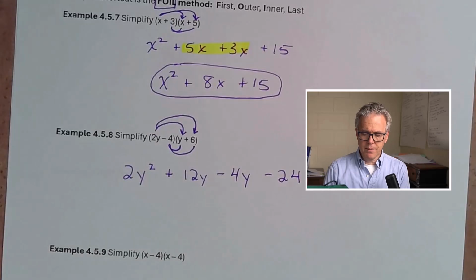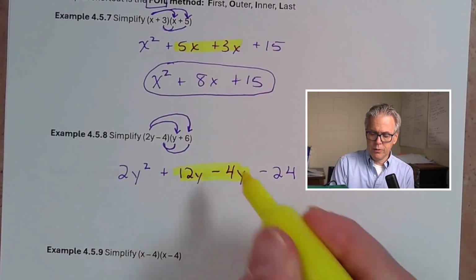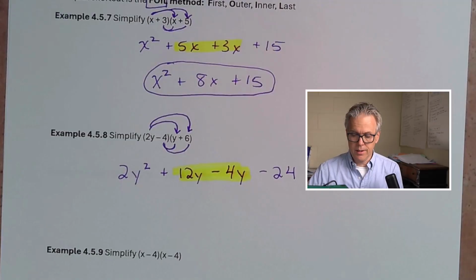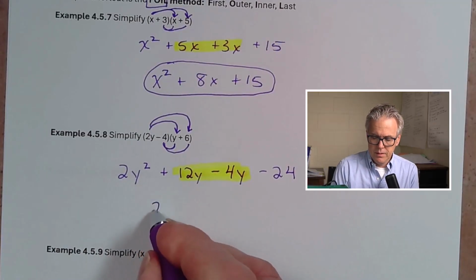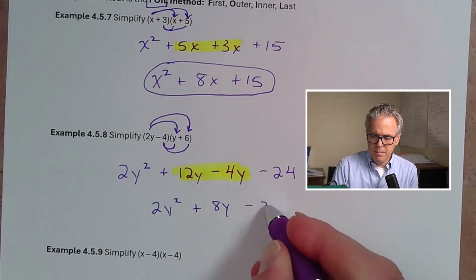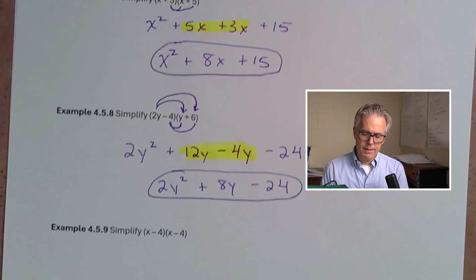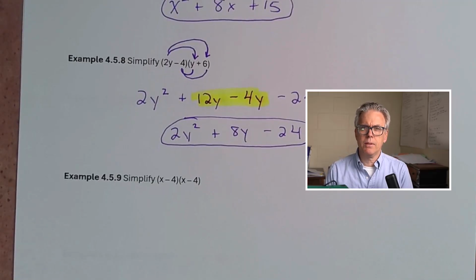And again, we can combine these two middle terms. You won't always be able to, but it's worth taking a second look there. So 2y squared plus 8y minus 24. Last one, x minus 4 times x minus 4.